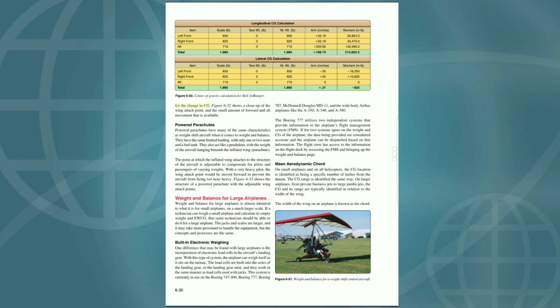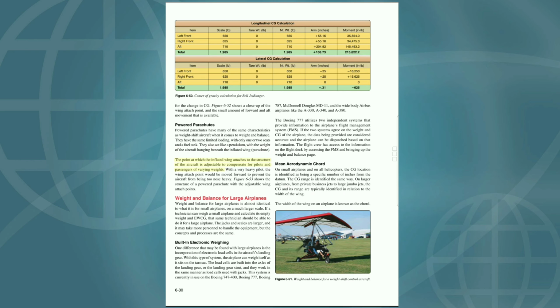For the change in CG, Figure 6-52 shows a close-up of the wing attach point, and the small amount of forward and aft movement that is available. Powered parachutes. Powered parachutes have many of the same characteristics as weight-shift aircraft when it comes to weight and balance. They have the same limited loading, with only 1 or 2 seats and a fuel tank. They also act like a pendulum, with the weight of the aircraft hanging beneath the inflated wing parachute.